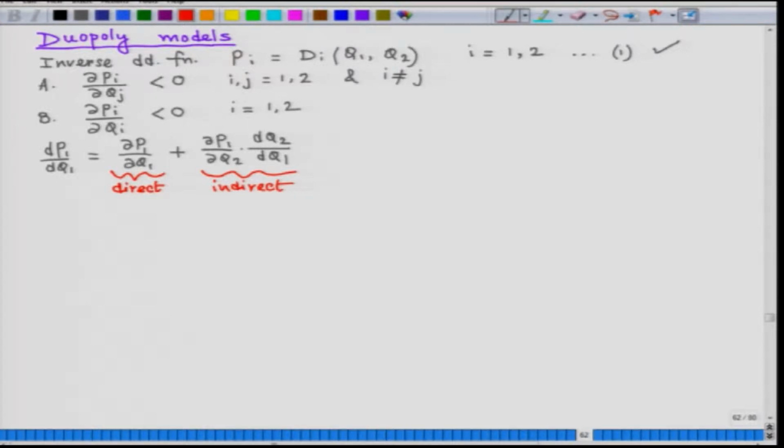Okay. Now let us concentrate on this particular term which is basically the crux of the oligopoly theory. So, what does this say? This basically says if the firm 1 decides to change its output level by 1 unit, then by how many units its competitor firm is going to change its output level or market supply.